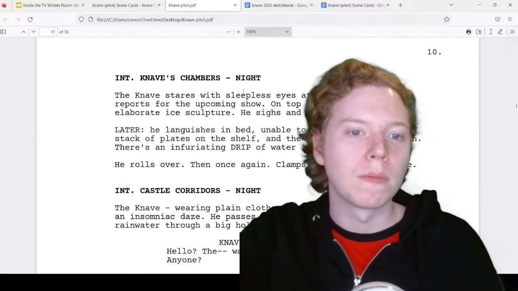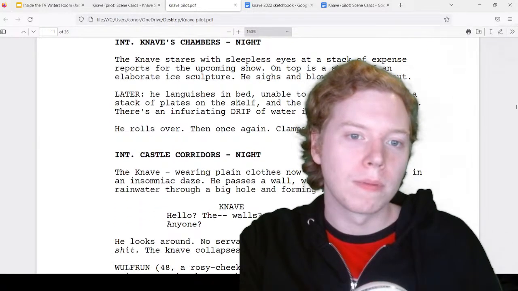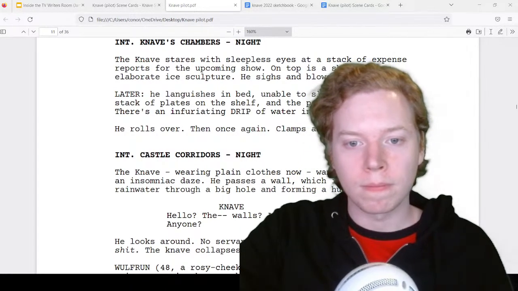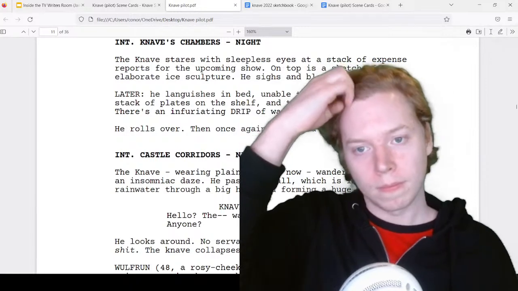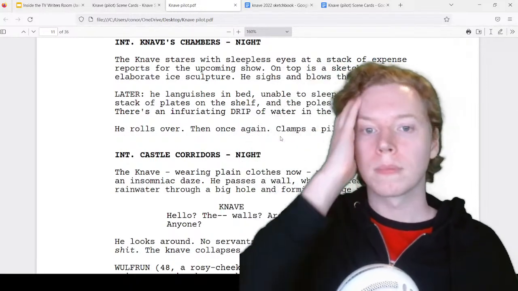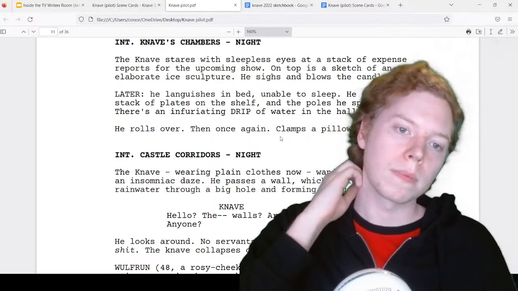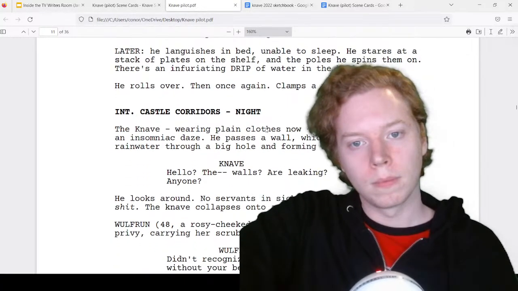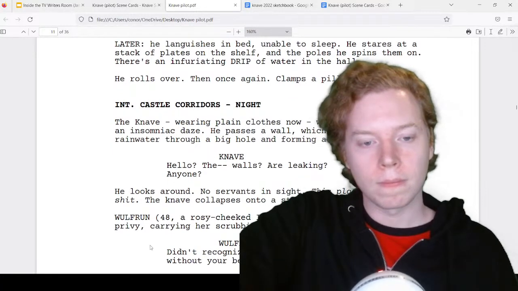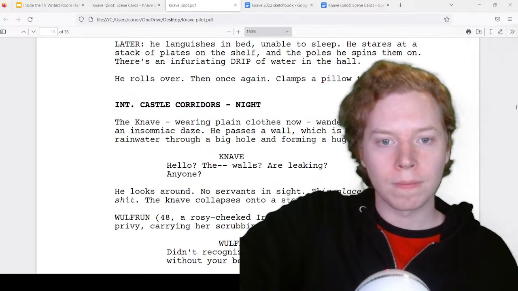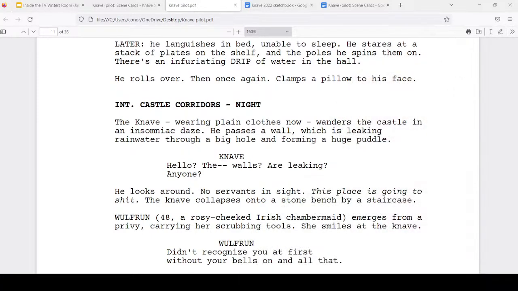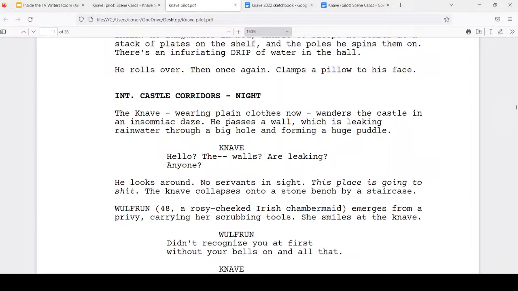Interior knave's chambers, night. The knave stares with sleepless eyes at a stack of expense reports from the upcoming show. On top is a sketch of an elaborate ice sculpture. He sighs and blows the candle out. Later, he languishes in bed, unable to sleep. He stares at a stack of plates on the shelf and the poles he spins them on. There's an infuriating drip of water in the hall. He rolls over, then once again, clamps a pillow to his face.